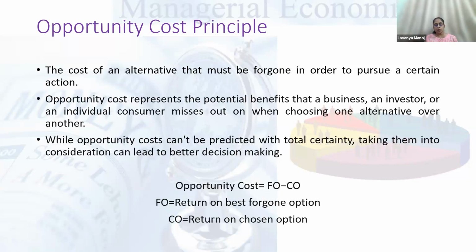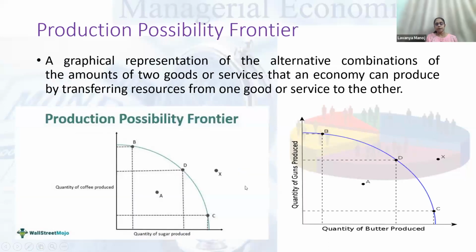So there is a formula for calculating opportunity cost. That is FO minus CO. So FO is a foregone option and CO is a chosen option. So we have two options, I mean, from business point of view, there are two options. FO is the foregone option, which is the choice which the company has let go of. And CO is the chosen option, which the company has chosen to execute.